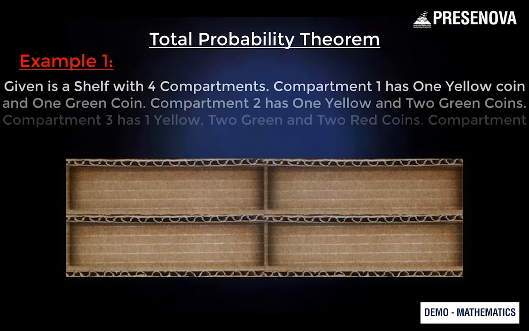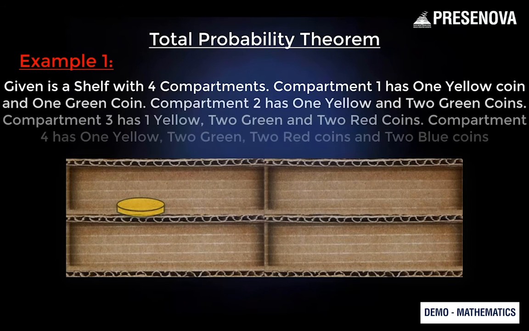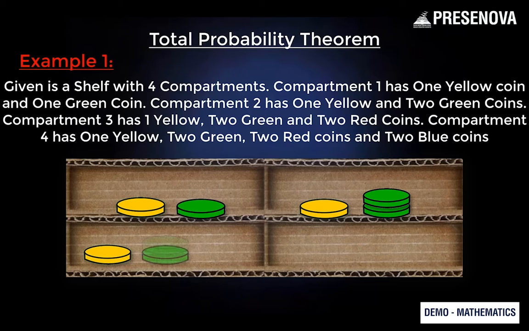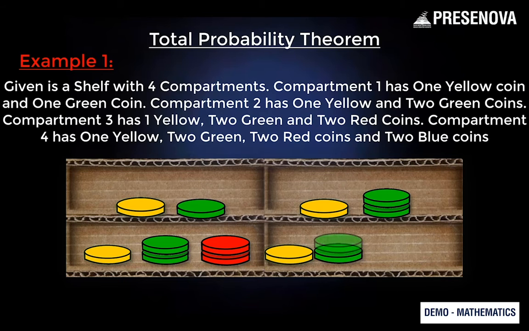Compartment 1 has 1 yellow coin and 1 green coin. Compartment 2 has 1 yellow and 2 green coins. Compartment 3 has 1 yellow, 2 green and 2 red coins. Compartment 4 has 1 yellow, 2 green, 2 red and 2 blue coins.